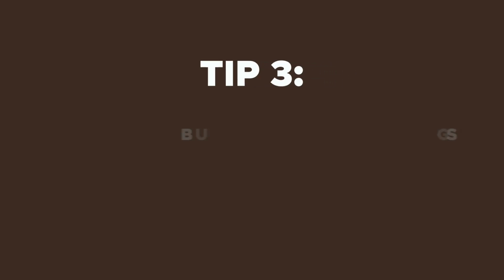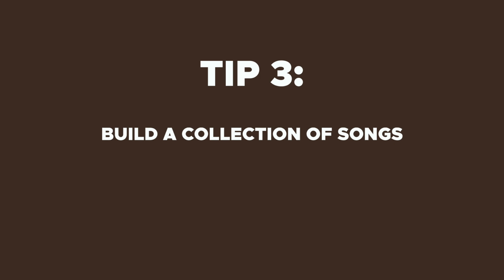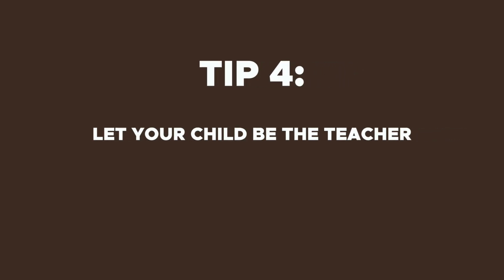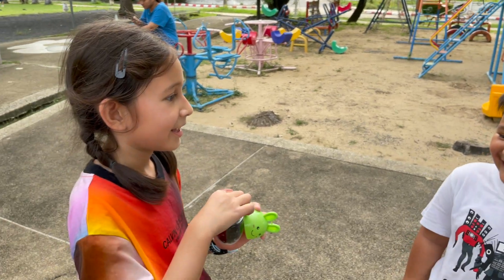Moving on to number 3, build a song collection. So you can create a series of songs that build on each other. For example, you start with basic vocabulary and gradually introduce more complex phrases as your kid progresses. Number 4, let your child be the teacher. So you can have them teach songs to a sibling or a friend, or even you. Teaching reinforces learning in a really powerful way.